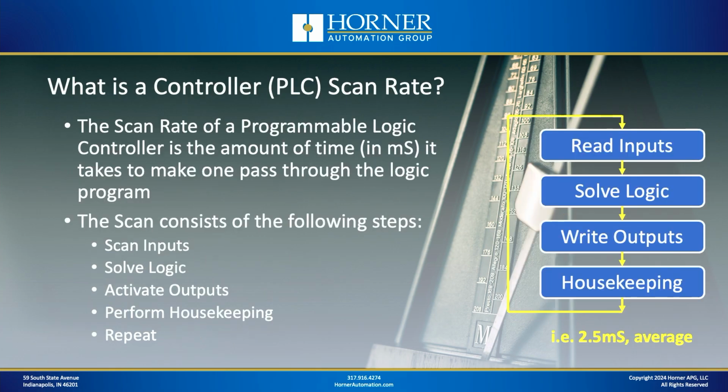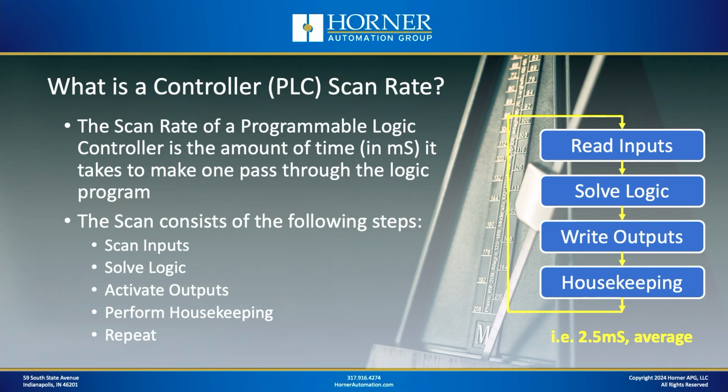Here we go. Okay, so what is a PLC scan rate or a controller scan rate? Well, basically, it's the amount of time in milliseconds it takes to make one pass through the logic program. And one pass through the logic program covers several different steps, and we've graphically shown them there on the right. You need to read your inputs. That's what the PLC does, of course, or the OCS all-in-one controller in the case of most Horner products. But anyway, the controller reads the inputs, then it solves the user logic, writes outputs that need to be changed, performs some housekeeping, and does it all over and over again.